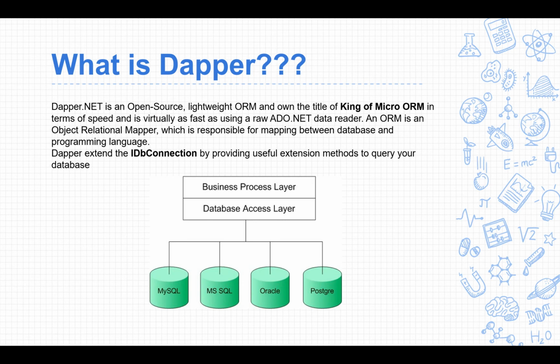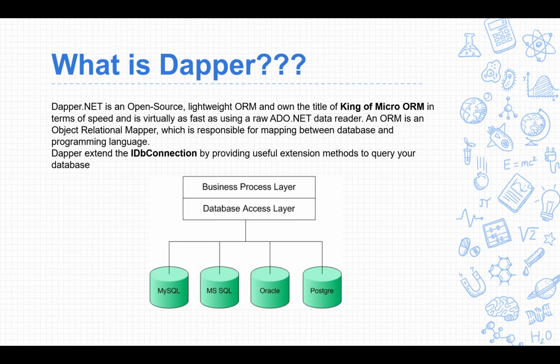Dapper.NET is an open source lightweight ORM and owns the title of King of Micro ORM. In terms of speed, it is virtually as fast as using a raw ADO.NET data reader. An ORM is an object relational mapper, which is responsible for mapping between the database and the programming language. Dapper extends the IDbConnection by providing useful extension methods to query your database.